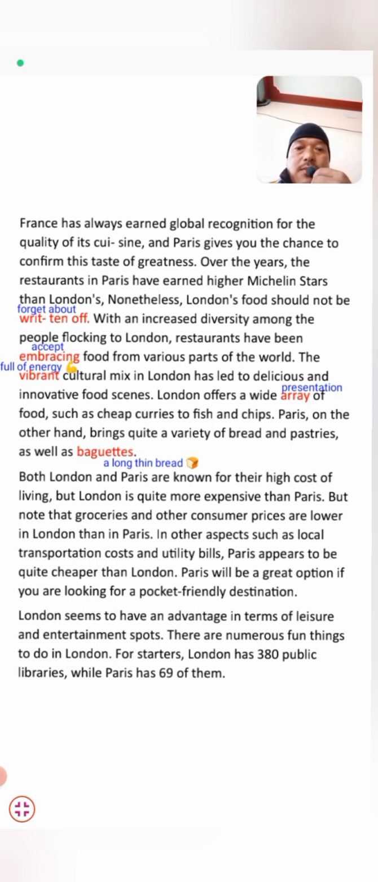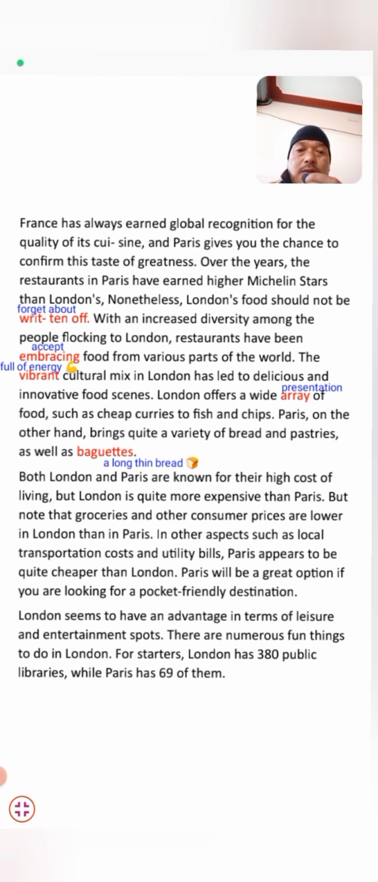But note that groceries and other consumer prices are lower in London than in Paris. In terms of groceries and consumer products, the prices are lower in London than in Paris, which means consumer products are cheaper in London. In other aspects such as local transportation cost or utility bills, Paris appears to be quite cheaper than London. If you talk about local transportation, then Paris is much cheaper than London.